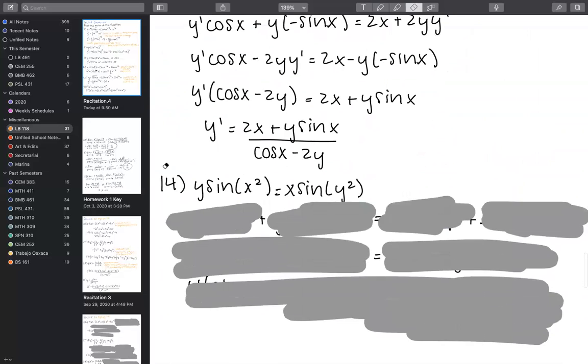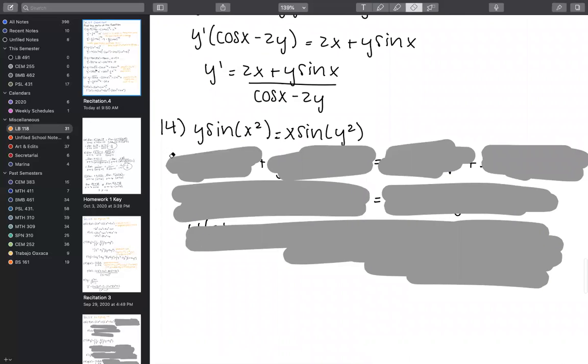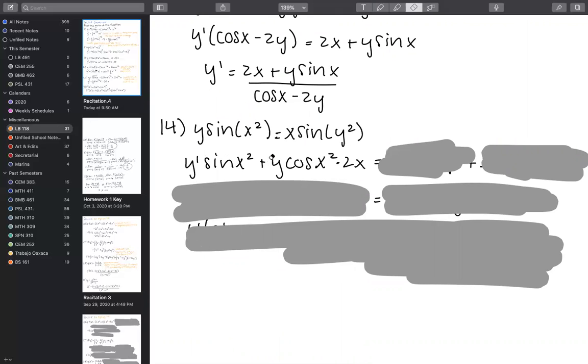And so now we've got one more example. We get y sine of x squared equals x sine of y squared. So derivative of the first times the second plus the first times the derivative of the second, which, so we have a chain rule embedded in here.